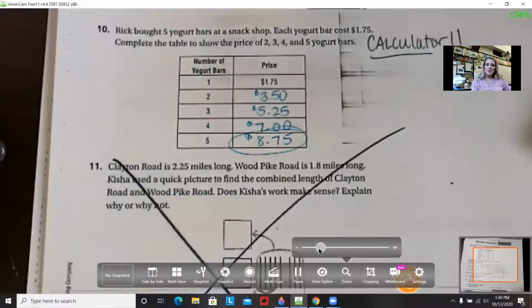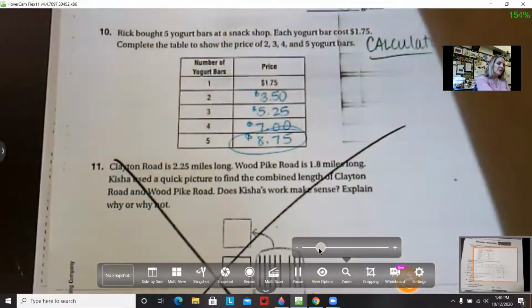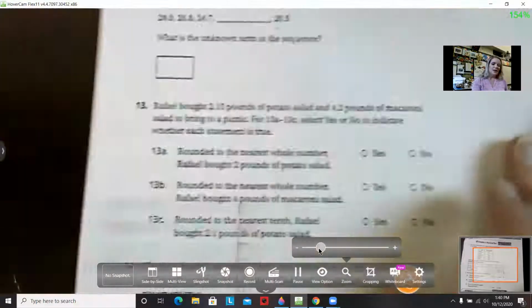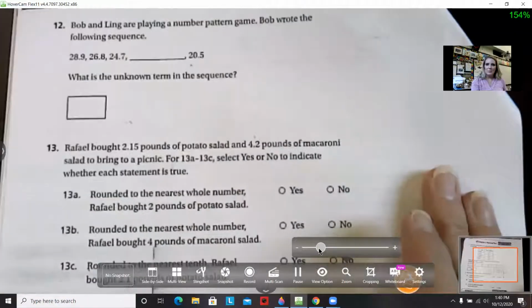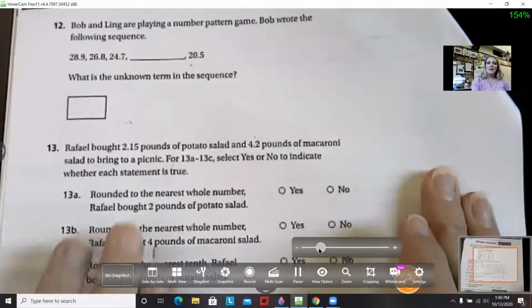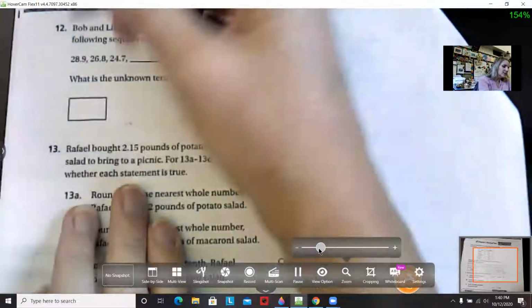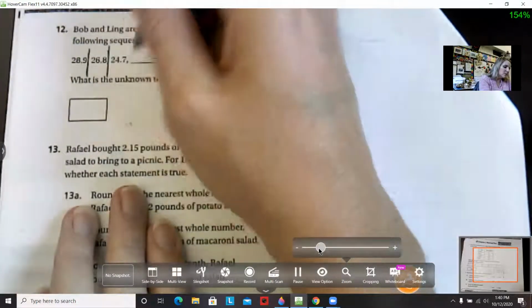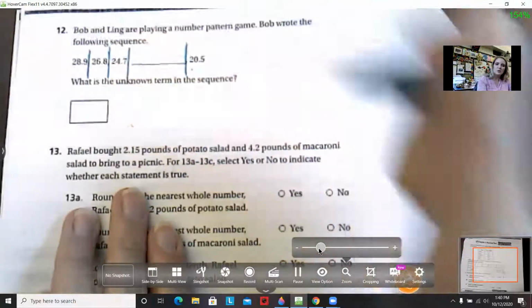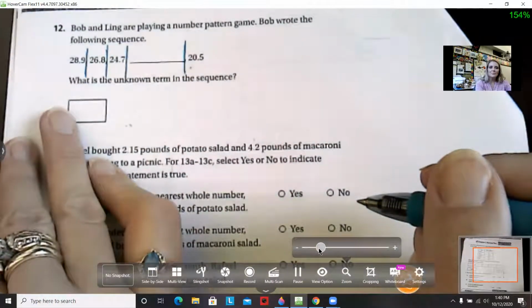All right, we don't do the quick pictures, so if you would flip the page. I'm trying to go quickly, but if I'm going too quickly, you can pause me at any time. Bob and Ling are playing a number game, pattern game. Bob wrote the following sequence. Oh gosh, guys, I don't like those commas. It makes my numbers look too squished, so separate them.